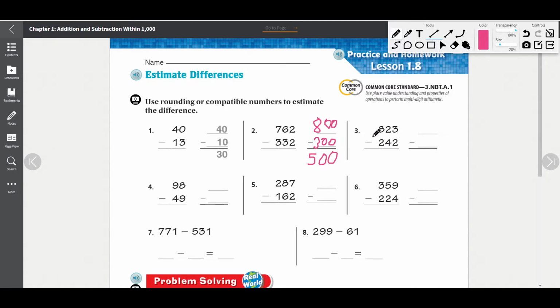Exercise number 3, 823. The number in the 10th place is number 2. Rounding rule: if the number ends with 0, 1, 2, 3, 4, you have to round down. So basically 823, you have to round it down to 800.